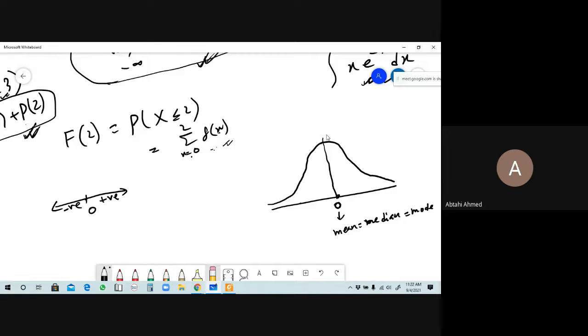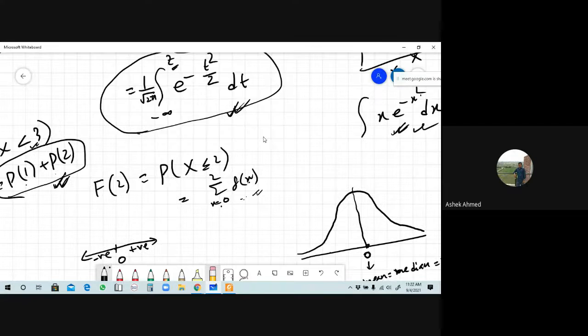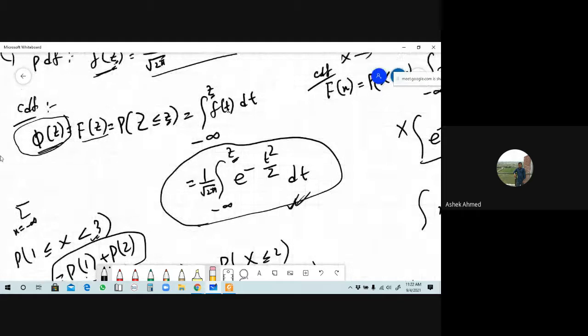Okay. So from here, tell me, what do you mean by values of phi of z here? This represents the integration of e to the power minus t square by 2 from the interval minus infinity to z. Now tell me, what do you mean by integration? Can you say? This represents the area under the curve.